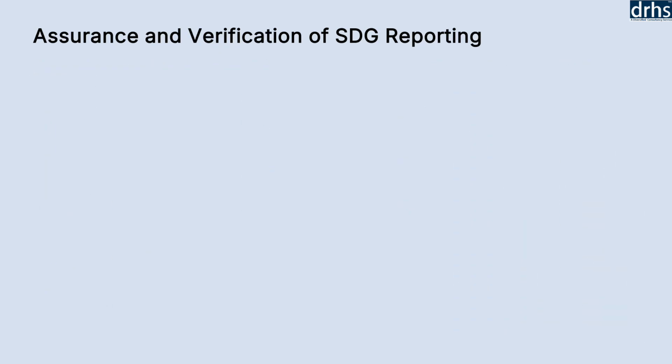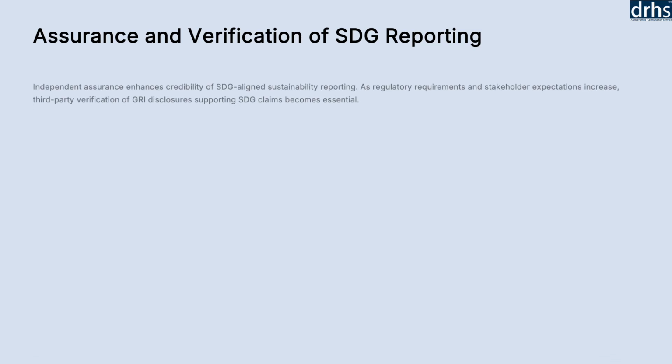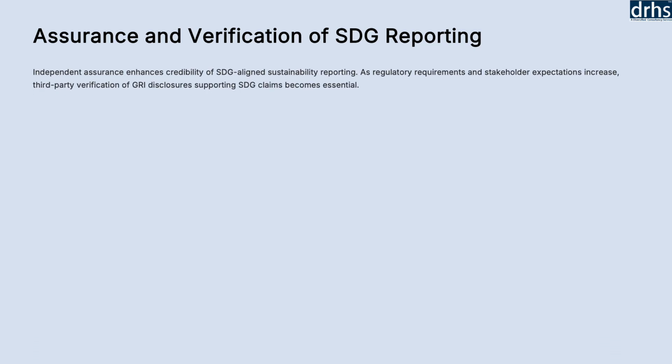Slide 10. Assurance and verification of SDG reporting. As sustainability and SDG-aligned reporting becomes increasingly central to corporate accountability, independent assurance and verification play a critical role in enhancing credibility, reliability, and stakeholder trust. With rising regulatory scrutiny and investor expectations, third-party assurance of ESG and SDG disclosures is moving from best practice to an essential governance mechanism.